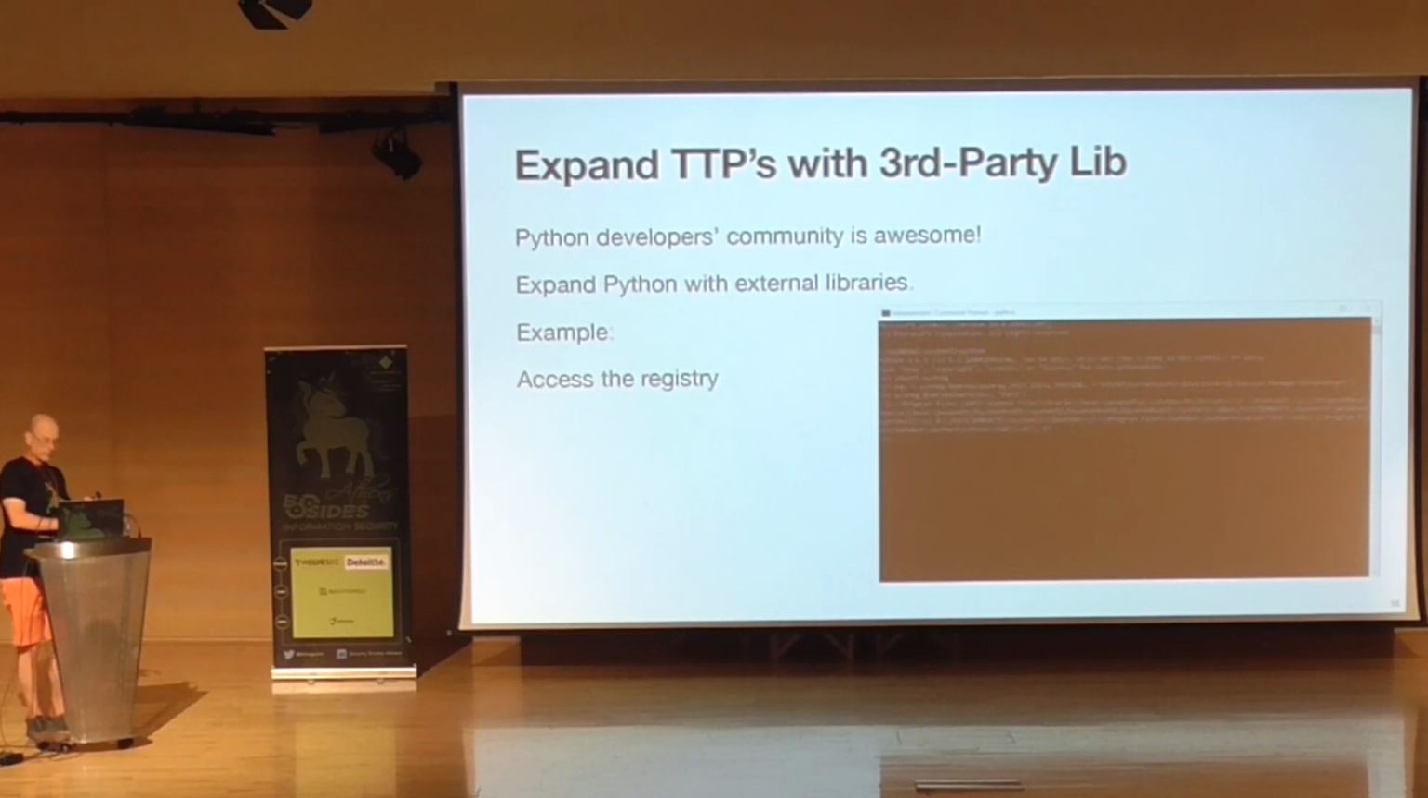So we have Python available on our Windows system. We know how to obfuscate the code. Now, what I said is don't reinvent the wheel. So attackers will try to use third-party libraries. And using third-party libraries, you will expand your TTPs and you will be able to do a lot of interesting stuff. The Python developer community is really crazy. I found a lot of plugins for almost anything.